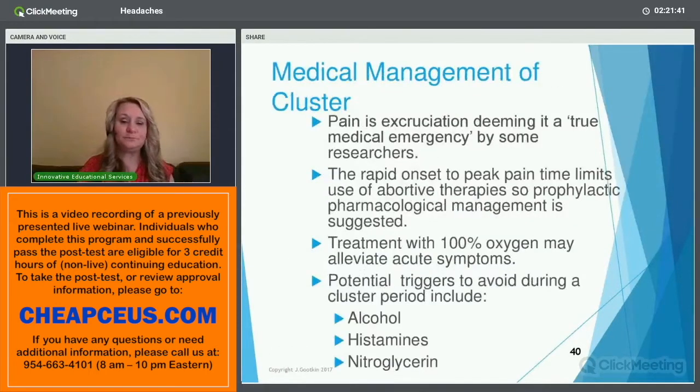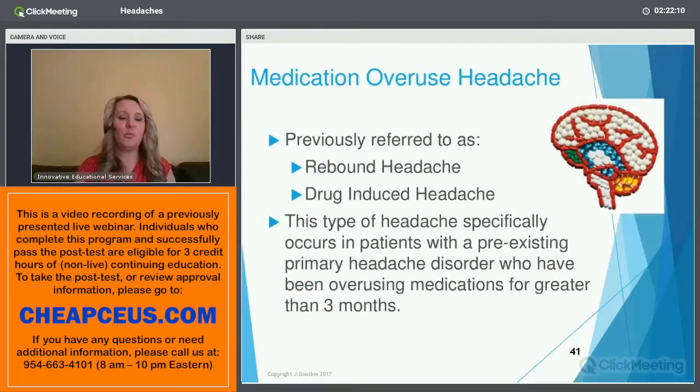Because this is very excruciating for the patients, it tends to be deemed a medical emergency where they're going to need medical management in order to alleviate the symptoms for them. Sometimes hyperbaric oxygen is actually utilized for those patients to help manage it. And it's another situation where they really need to look at their triggers in order to manage and avoid it appropriately.